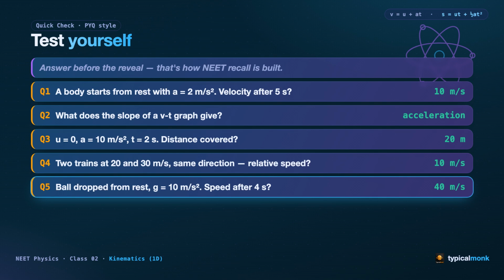And question 5. A ball is dropped from rest, g is 10 meters per second squared. What is its speed after 4 seconds? 10 times 4, 40 meters per second. If those came quickly, you have truly understood today's class.